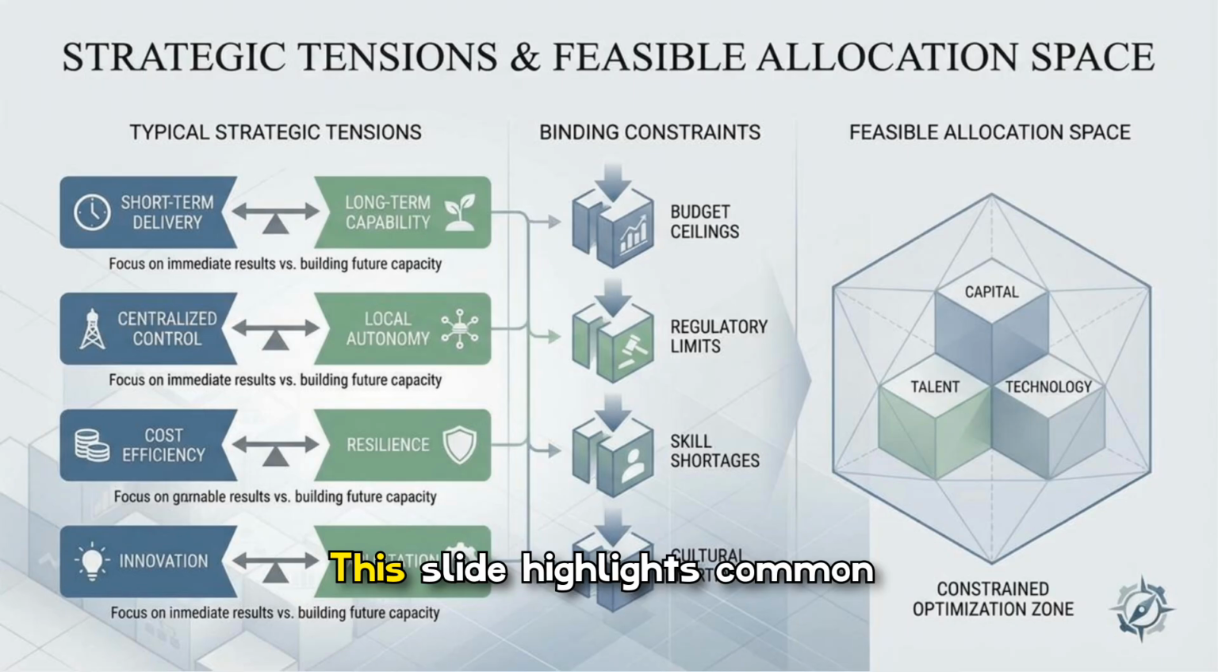whole picture. This slide highlights common strategic tensions organizations face, like short-term delivery versus long-term capability, centralized control versus local autonomy, efficiency versus resilience, and innovation versus exploitation. The visual also calls out binding constraints, such as budget ceilings, regulatory limits, skill shortages, and cultural inertia, and shows the feasible allocation space where priorities must be negotiated against real-world limits.